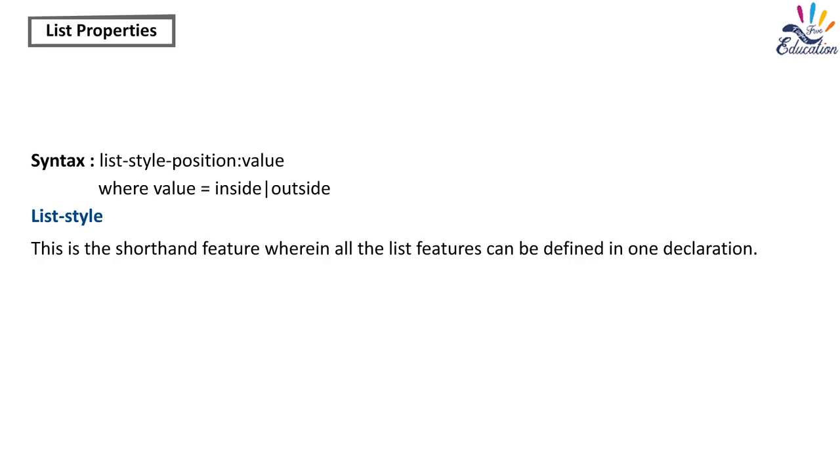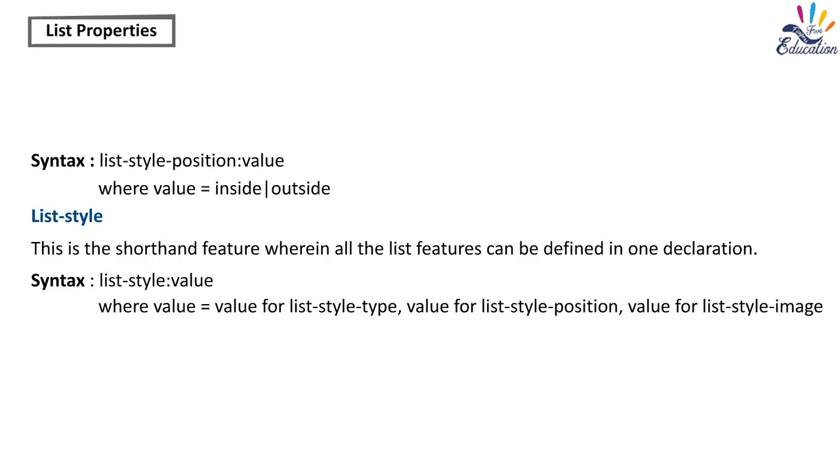List style. This is the shorthand feature wherein all the list features can be defined in one declaration. Syntax. List style value, where value is the value for list style type, value for list style position, value for list style image.